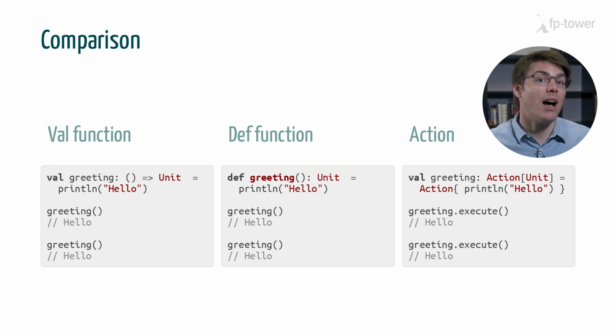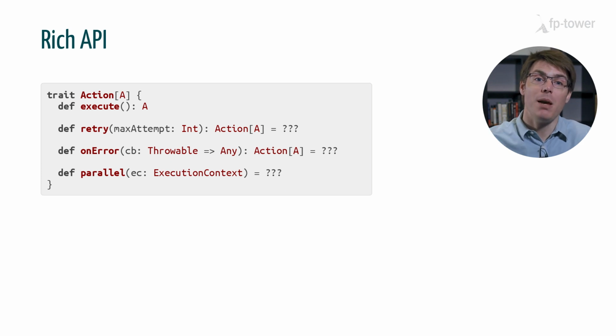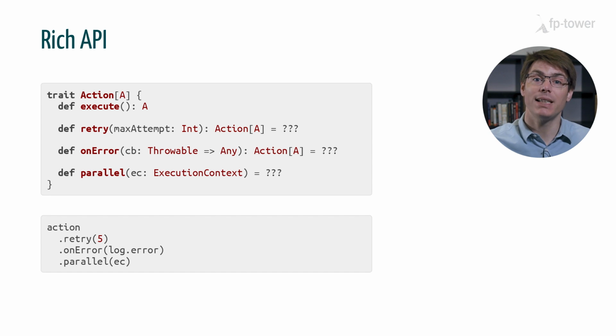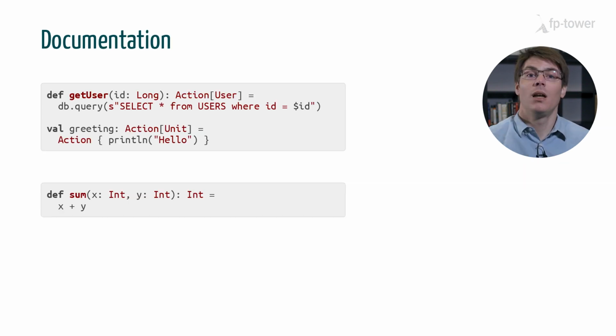Now, you might wonder why we define actions with a trait. This seems to be a more verbose solution with no real benefits. There are actually a few reasons for that. First, we can offer a rich API by implementing methods directly on the action trait, such as retry, on error, and maybe parallel for executing the action in another thread. This way, we can use an OOP syntax to build complex functions from simpler ones. For example, action.retry.onError.parallel.